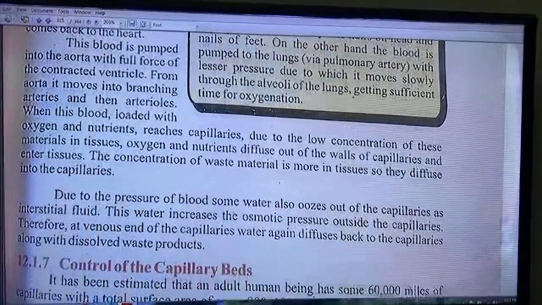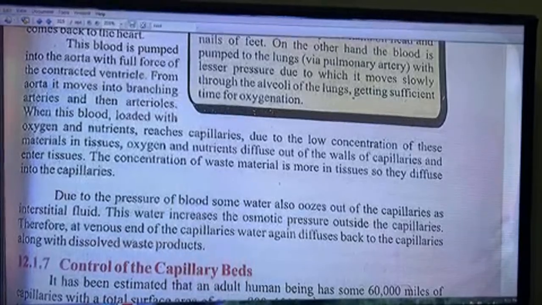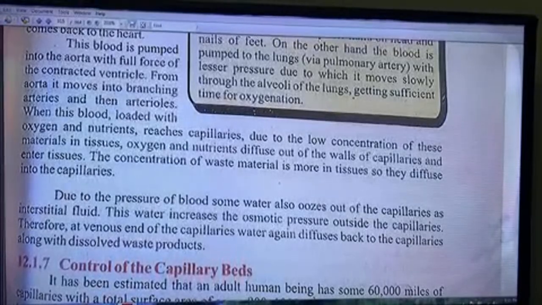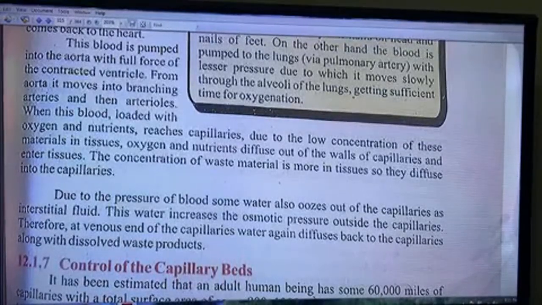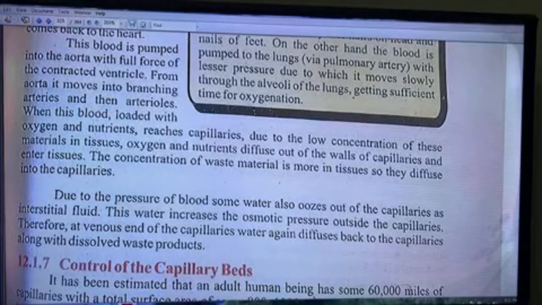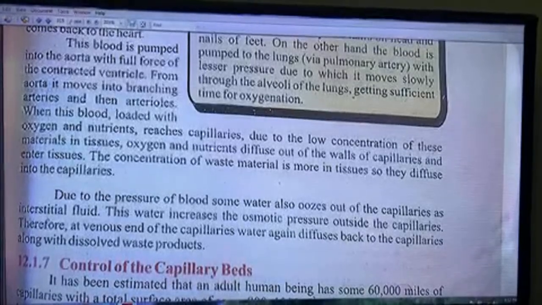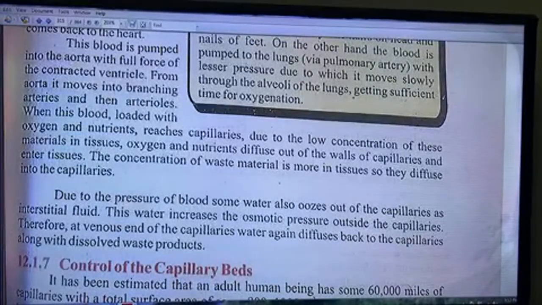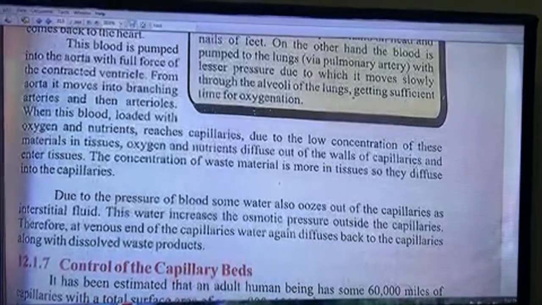The blood is pumped into the aorta with the full force of the contracted ventricle. From the aorta, it moves into branching arteries and then arterioles. When this blood, loaded with oxygen and nutrients, reaches the capillaries, due to the low concentration of these materials in tissues, oxygen and nutrients diffuse out of the walls of the capillaries and enter the tissues. The concentration of waste material is more in tissues, so they diffuse into the capillaries.